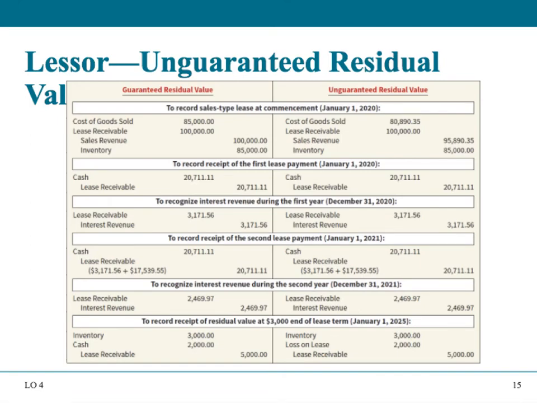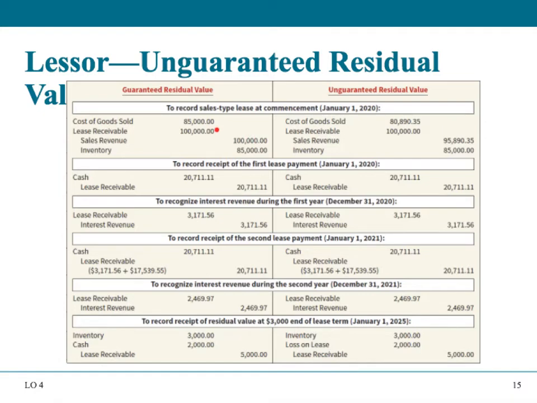Okay, here's a comparative slide, and please keep this one handy because it really gives it step by step, and you can look at the comparison under both slides. I could see that with guaranteed residual value on the left side, your sales revenue is $100,000, and then cost of goods sold is $85,000. That gives you that $15,000 of gross profit. And the sales revenue matches your lease receivable, $100,000. And then inventory matches your cost of goods sold, $85,000.